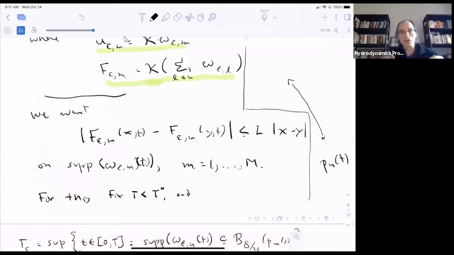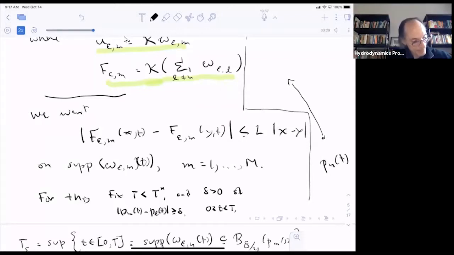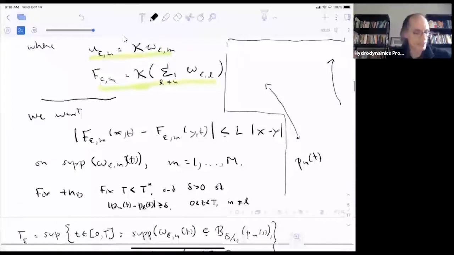If up to time capital T there's no collision, then I can find some delta greater than 0 such that all of the trajectories are at least a distance delta away from each other: the norm of P m of t minus P l of t is at least delta. So for the ODE trajectories, I can always assume they stay some distance away from each other. This distance is at least delta.